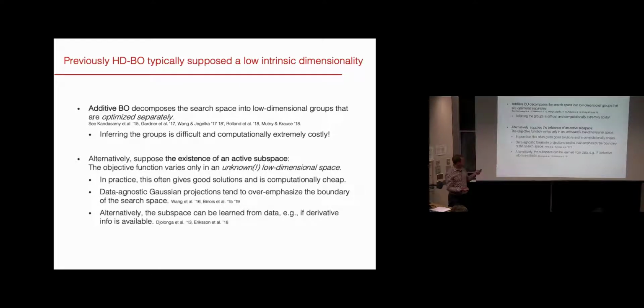The other is to suppose the existence of an active subspace. So you suppose that you have a 100-dimensional problem, but only 5 parameters are actually important. And so you can either try to learn which 5 the important parameters are, or use some kind of random projection and keep your fingers crossed that the random projection by chance hits the right 5. And that's also what we have done in the other paper at ICML earlier this year.